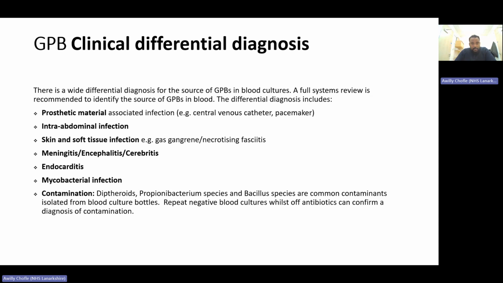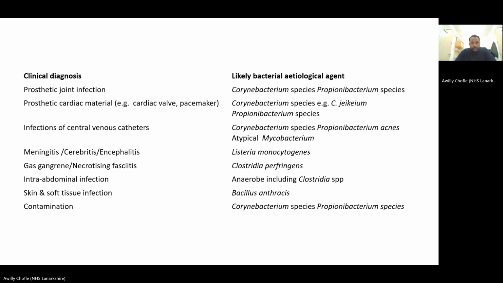It may come as a question on prosthetic material, which are sterile samples, so you treat them. Intra-abdominal infection, you'll make your decision. Skin and soft tissue infection, some of them may cause gas gangrene and necrotizing fasciitis. And these are all the syndromes: meningitis, encephalitis, cerebritis. We had a Listeria rhombencephalitis in our exam, endocarditis, mycobacterial infections, and some may be just a contaminant. Therefore, you need to be aware of gram-positive bacilli.